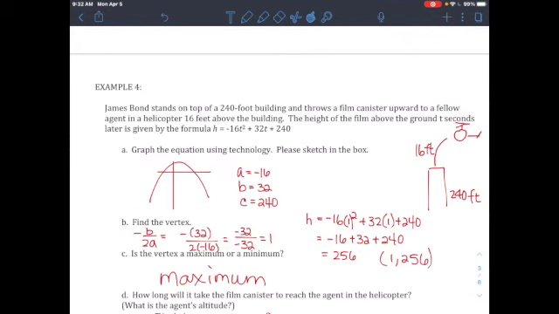For example number 4, I would like to work through it with you guys. I know I wrote down everything, but please pay attention because you have to know how to do this.